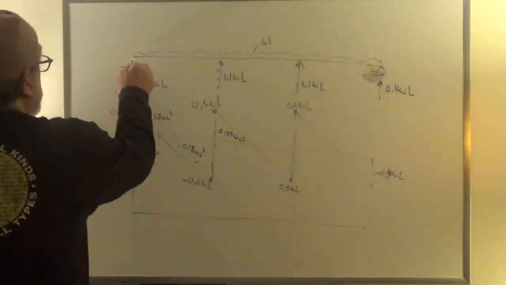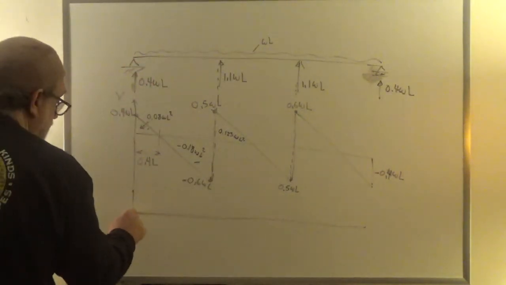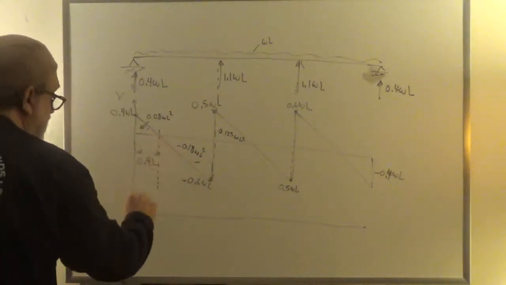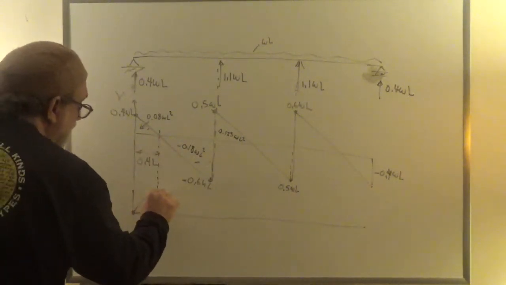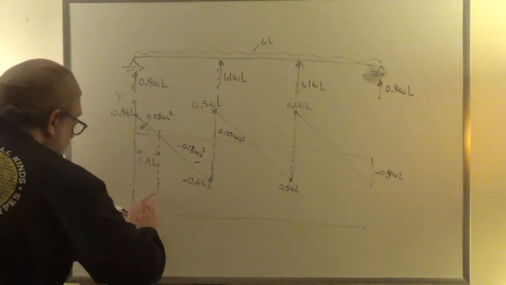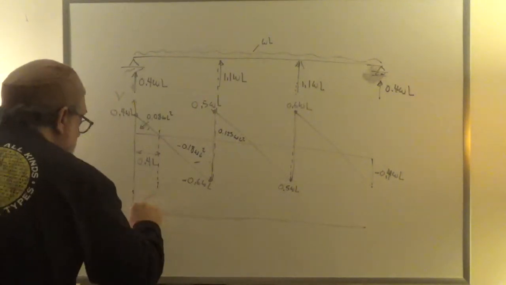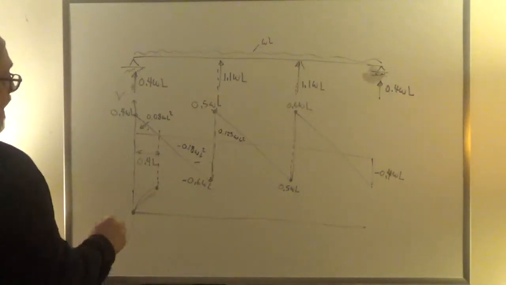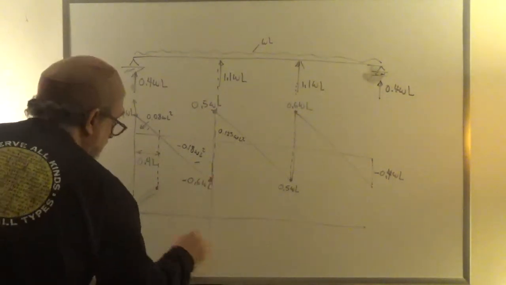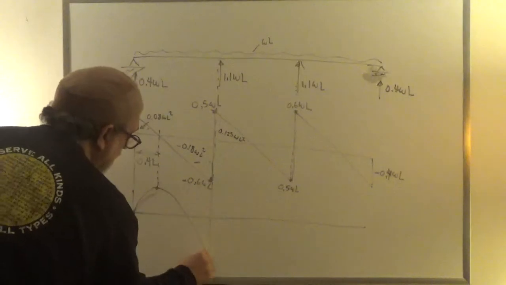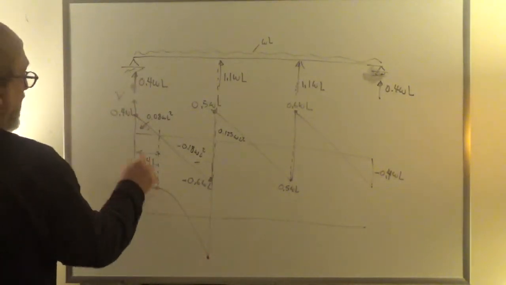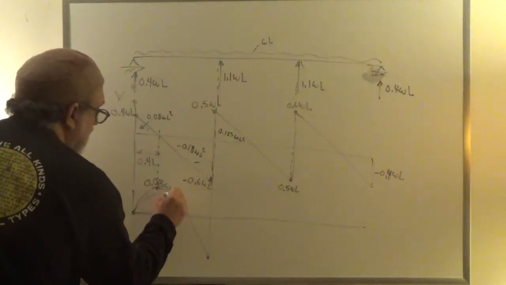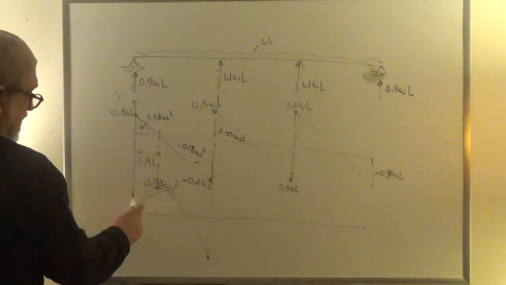So the moment at this pin is 0, and then the moment goes up and peaks here because the shear is 0. So it peaks there like this. Actually, let me be a little more to scale next time. So it peaks there like this, right? Then it goes down like this. And the moment here is going to be 0.08 WL squared, right? Which is this area. That's how the moment goes up.